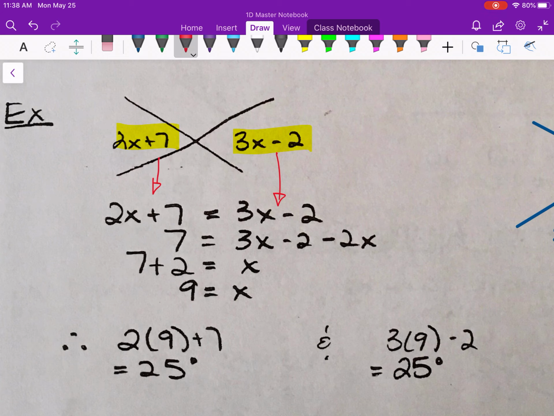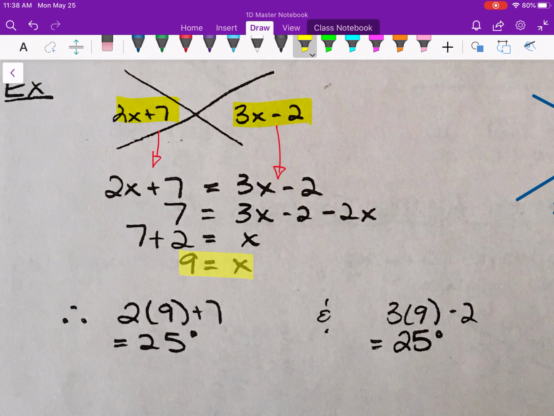So then we can solve for x. We can even find out what the angle has to be. Once we know that x is 9 from using our equation solving, then we could substitute it back into the original sides of the equation to find out, oh, okay, each side had to be 25 degrees.